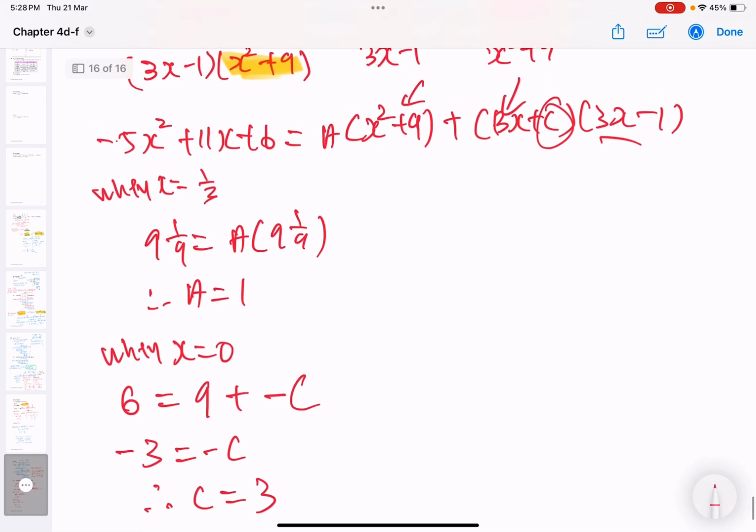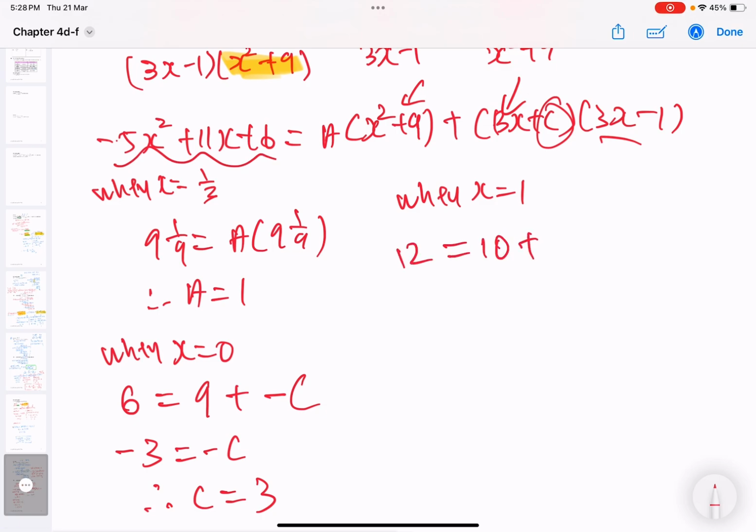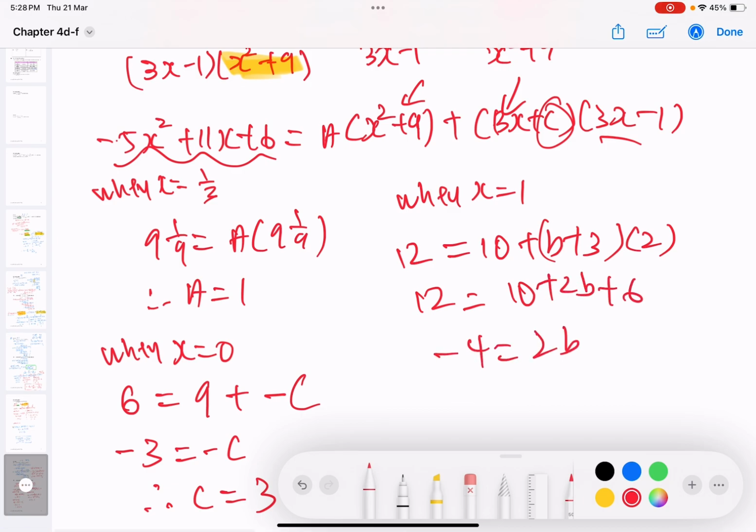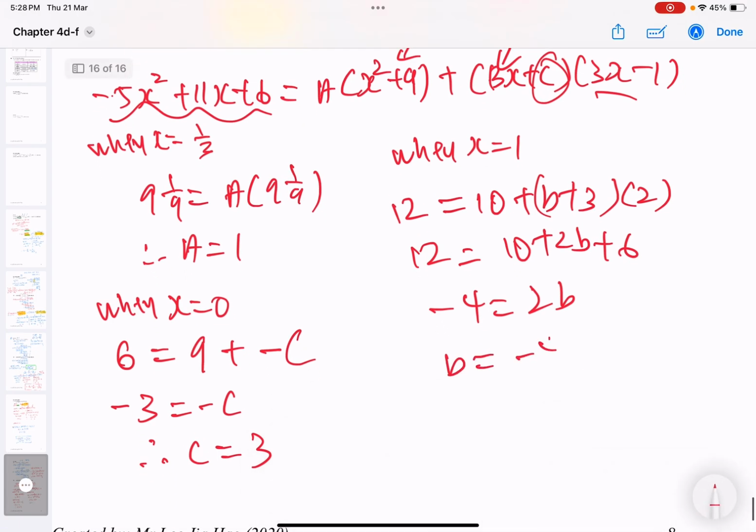Since I know what A is and what C is, I can substitute back into the original and let x be 1. The left-hand side is going to be 12, equal to 10 plus B plus 3, times 2. So I'm going to get 12 equals 10 plus 2B plus 6. So negative 4 equals 2B, and B is negative 4 divided by 2, which is negative 2.